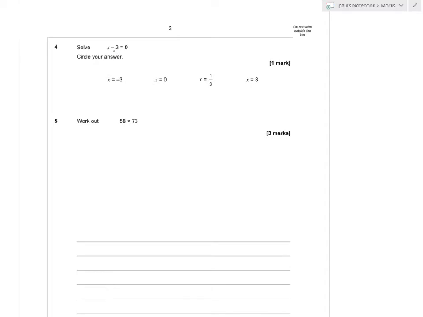A bit of algebra. X minus 3 equals 0. Therefore, x equals 3. Yep. 58 times 73. So I've got to do this the long way because there's no calculator.